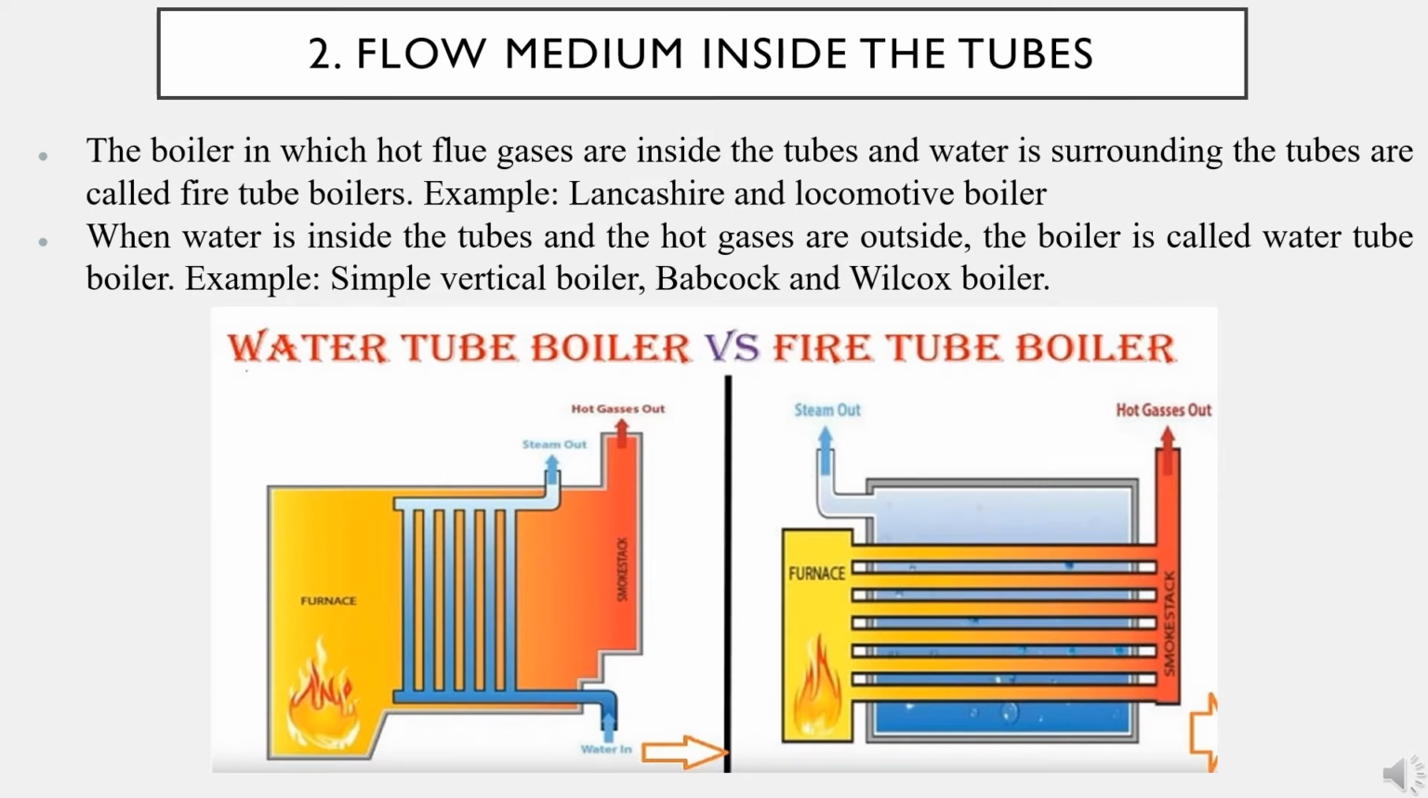Next is the classification on the basis of flow medium inside the tubes. If inside the tubes there is water and the flue gases are outside, then it is called a water tube boiler. While if the flue gases are inside the tubes and the water is outside, then it is called a fire tube boiler. This is the most common way of classifying boilers, and we'll talk about this in detail in the next section.